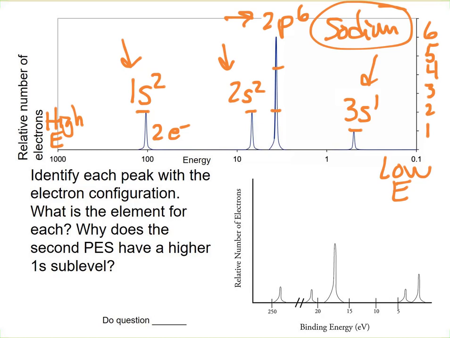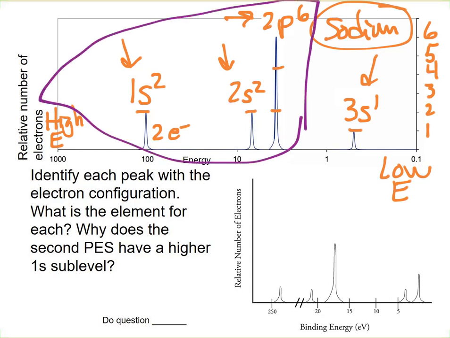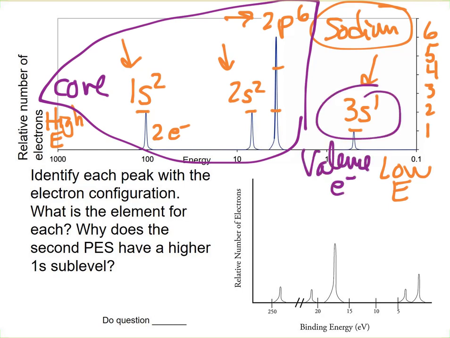So you can see your core electrons versus your valence electrons. These guys are my core, and this one right here is my valence. It doesn't require as much energy because it's not as close to the nucleus.